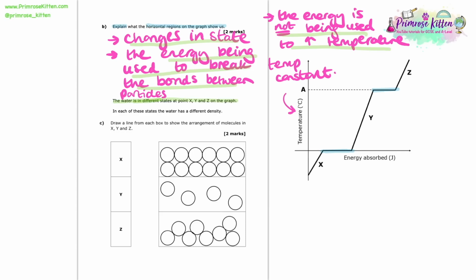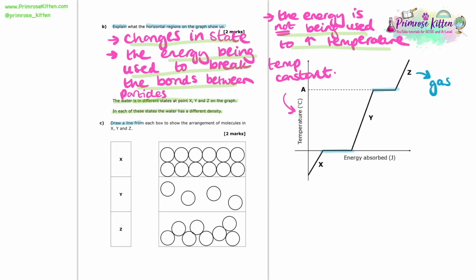So now we're told that the water is in different states at points X, Y and Z on the graph. So now we're asked to draw a line from each box to show the arrangement of molecules in X, Y and Z. So what we need to do is to recognise what state X is, what state Y is, and what state Z is. Now, because Z is going to be the state that we have when we're at a very high temperature, we can see that this is going to be a gas.